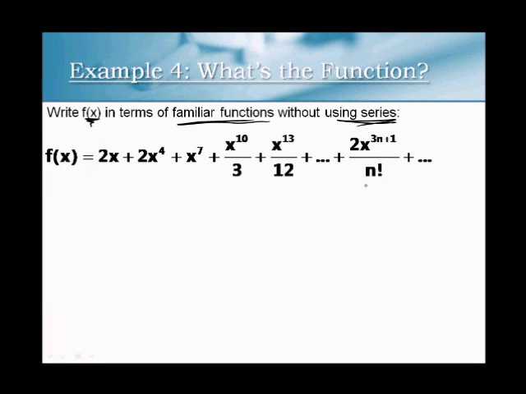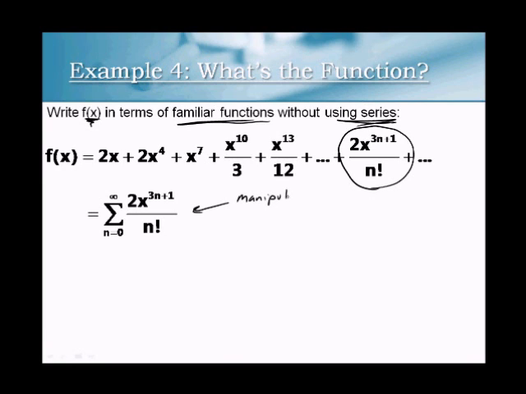I think that the key to this problem is taking this general term they gave you and working with that. So I'm going to rewrite this Maclaurin series in summation notation, the sum from 0 to infinity of 2x to the 3n plus 1 over n factorial. And what I'm going to do is take this general term and try to manipulate it. I'm going to do some algebraic manipulations on this and try to turn this infinite sum into a sum that's more familiar to me.